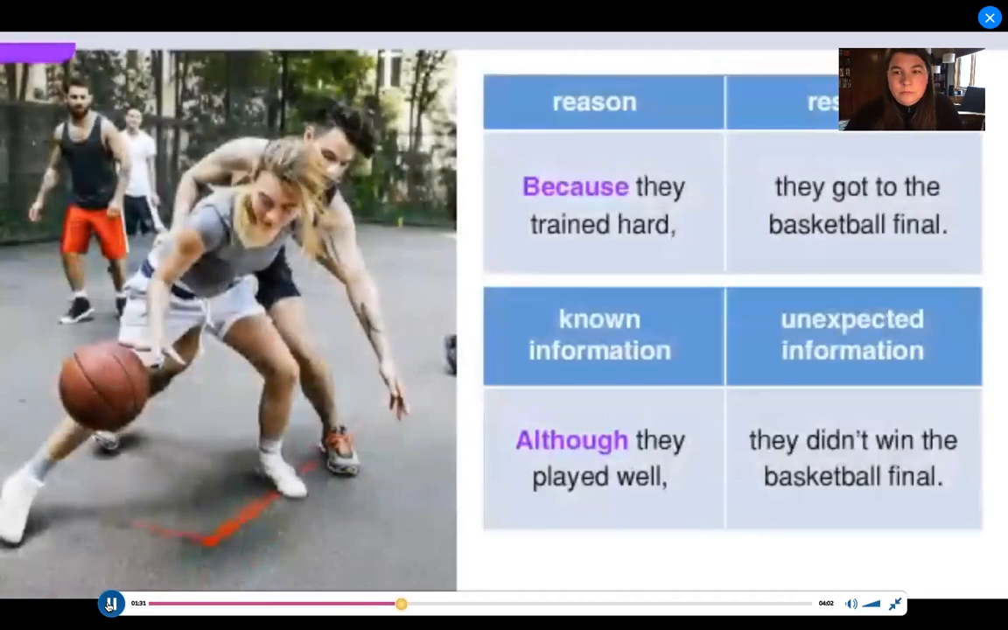Because they trained hard, they got to the basketball final. Why did they get to the basketball final? And the final means the last competition, the most important competition, like a championship. Why did they get to the basketball championship? Because they trained hard. That makes sense. Although they played well, they didn't win the basketball final. So they played well. You think they did well? They didn't. They didn't win. That's surprising.